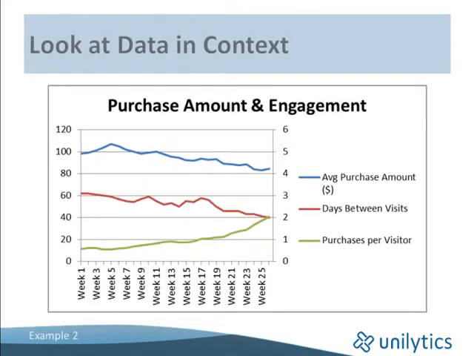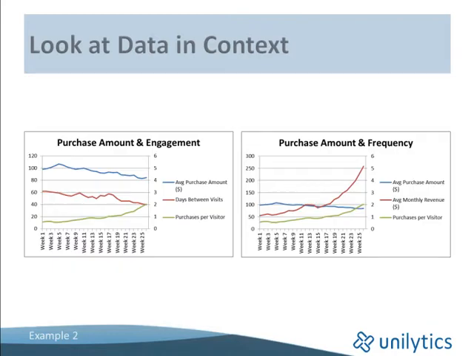Looking at the same report again, pulling in two additional metrics, average days between visits, which is the red line, and average purchases per visitor, the green line, which is plotted against the right vertical axis, this reveals a completely different story. Although average purchase amount has been declining, the average days between visits is also declining at the same time as average purchases per visitor is increasing. So that would indicate that users aren't simply purchasing less each time, they're returning to the site and purchasing more often, which is exactly what we want them to do.